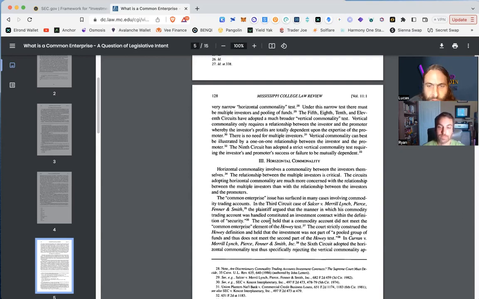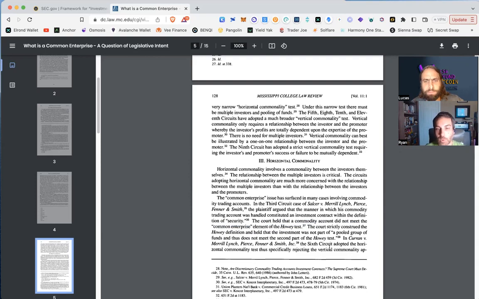But what was found, the court held that a commodity account did not meet the common enterprise element of the Howey test. The court strictly construed the Howey definition and held that the investment was not part of a pooled group of funds and thus does not meet the second part of the Howey test. Well, there you go. When it comes to that definition, all layer ones, virtually most digital asset projects out there, you would find are not a pooled group of funds from investors and therefore would not meet the Howey test.